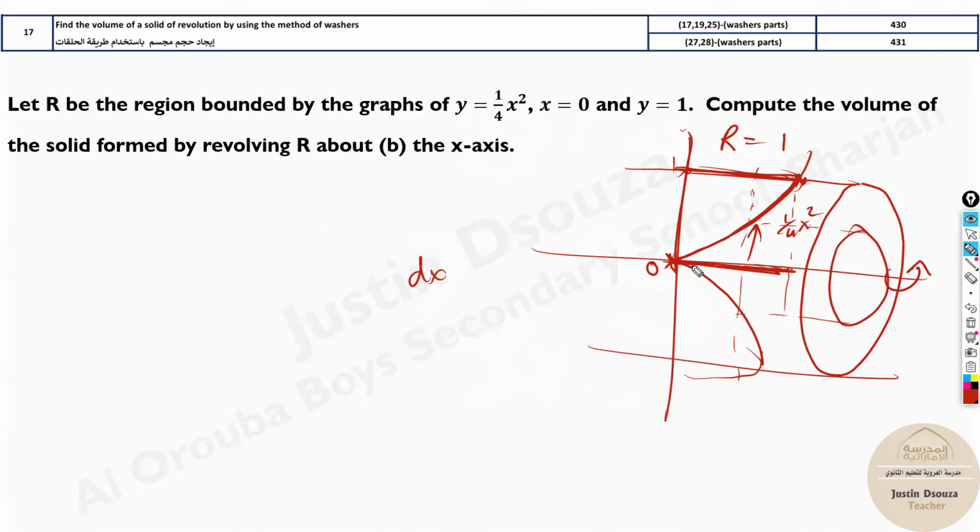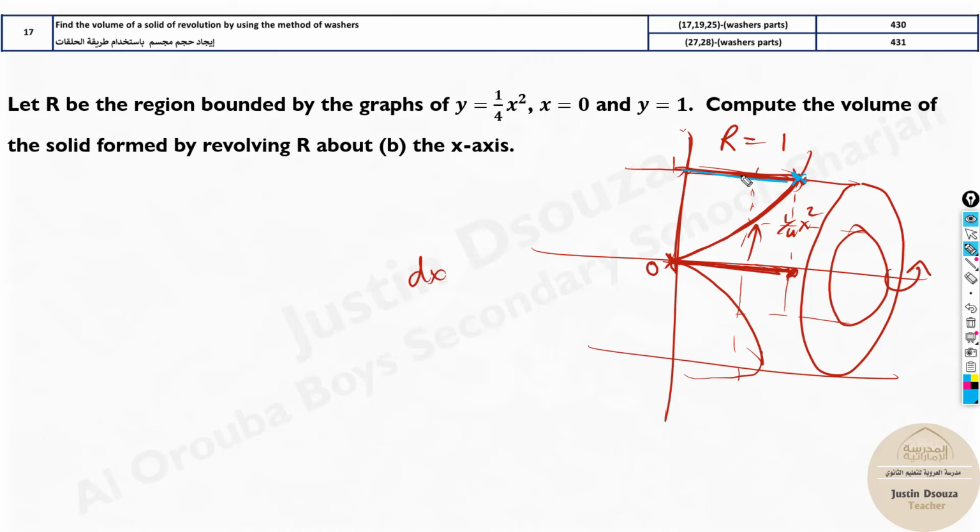Why? Because we need to take the limits. 0 is the starting point. Yes, okay, that's fine. But we know y is equal to 1. We don't know where it ends at x. So this is an issue. So what you need to do is, you need to find this intersecting point over here, this point.